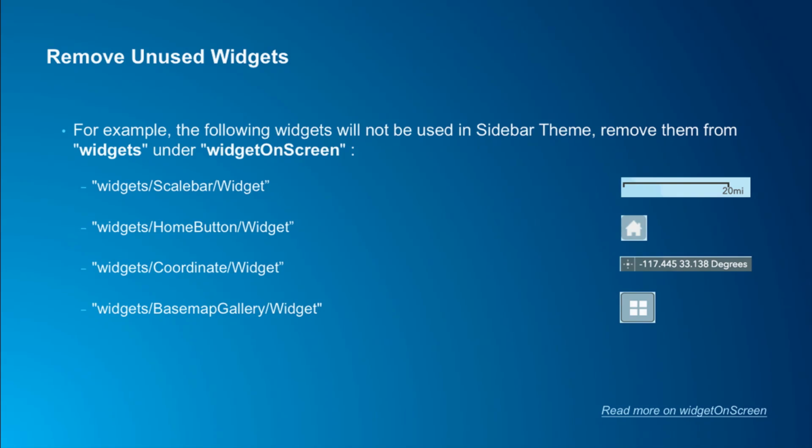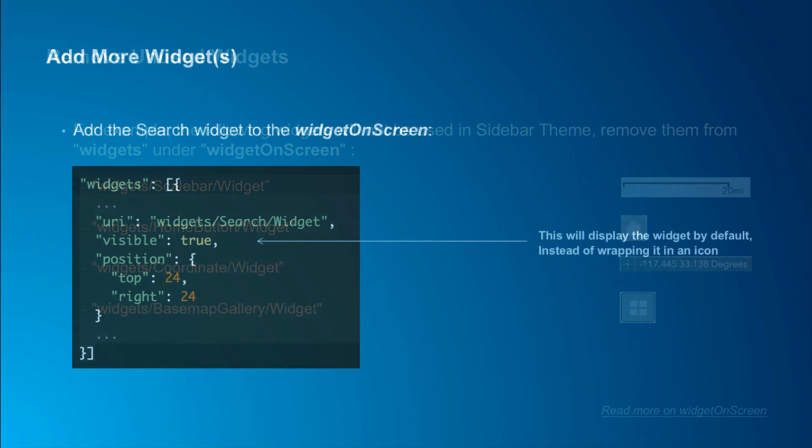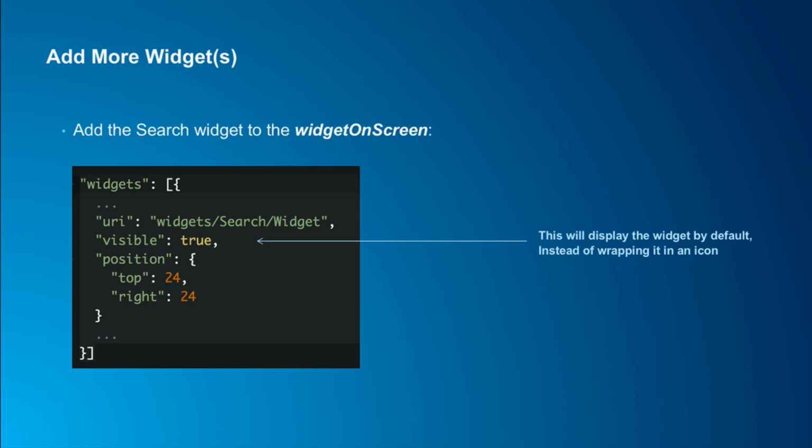So the demo theme contains one default layout, and it comes with a set of widgets that will be added to the map or on top of the map. And because we don't need every widget that is defined in that layout.json, the first step is to remove any widgets that we don't need. So in this demo, we are going to remove these 4 widgets from the map. And after doing that, the next step is to add the missing search widget.